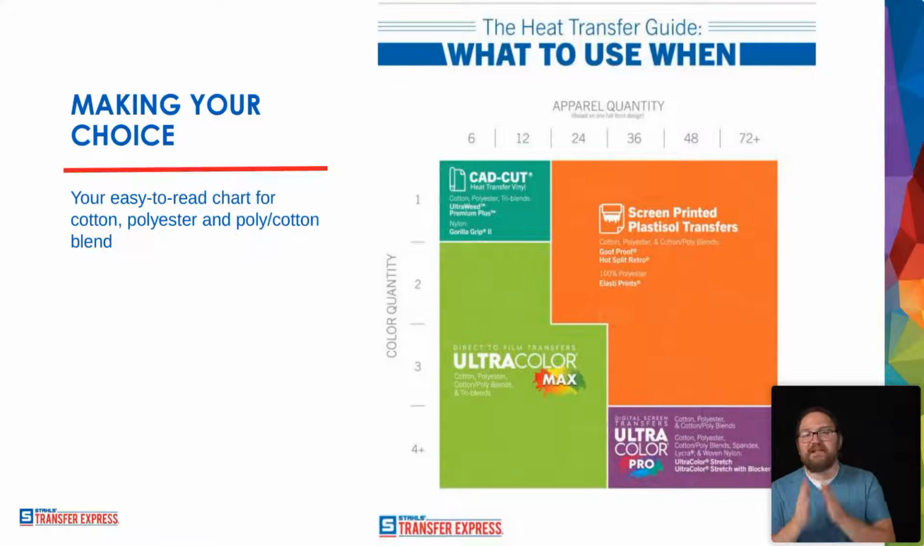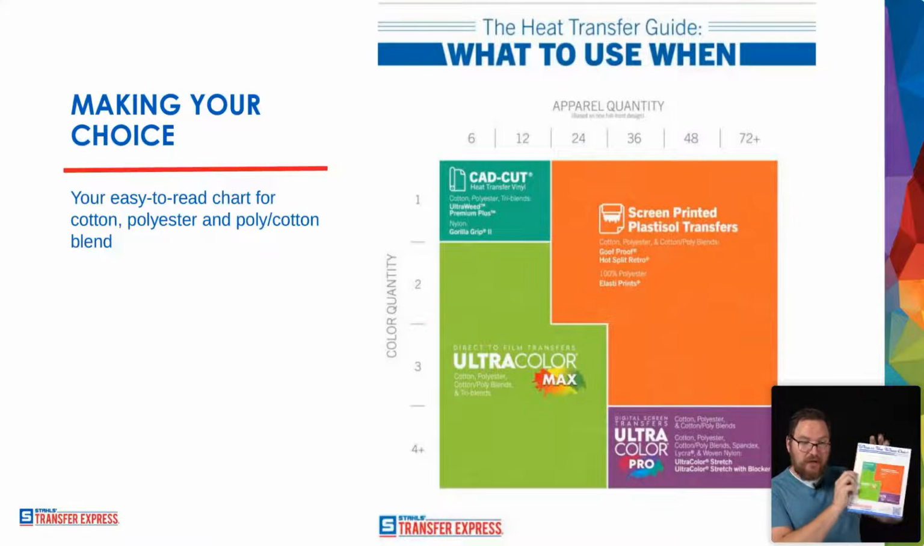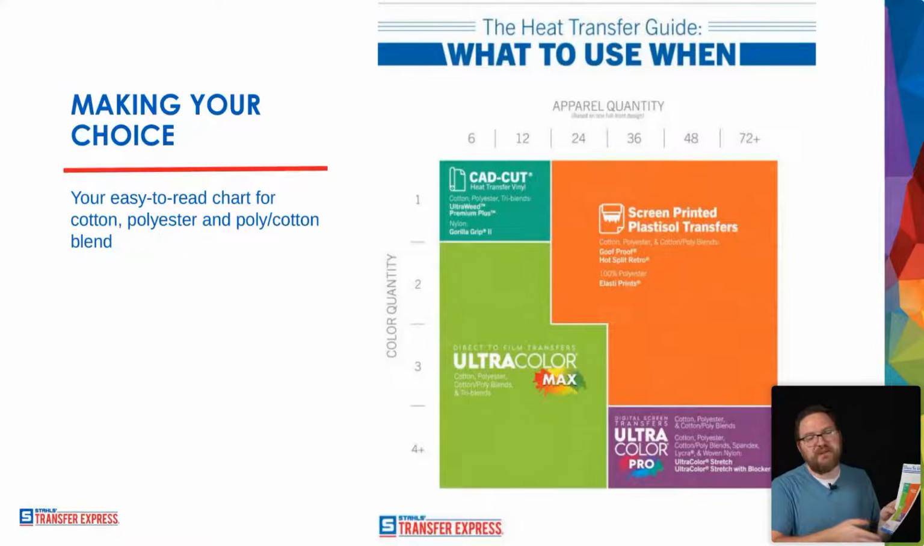But this is a great visual reference guide for you. I have a printed one right here. It's a great starting point because, of course, when we start talking about different fabrics, this is pretty much just how many inks are in your design, the color quantity down the side, and then apparel quantity up top. So say you need to do 6 shirts in one color, CAD cut vinyl is probably going to be your best bet. And you can see for cotton, polyester, and tri-blends, Ultra Weed and Premium Plus is recommended.